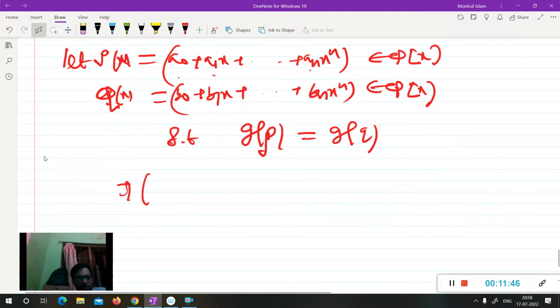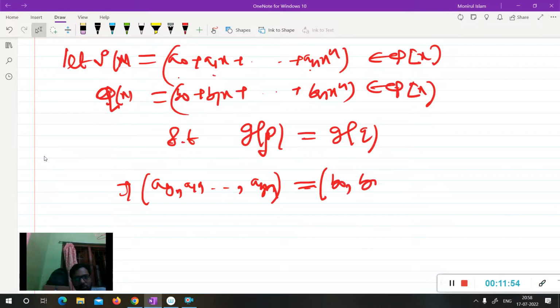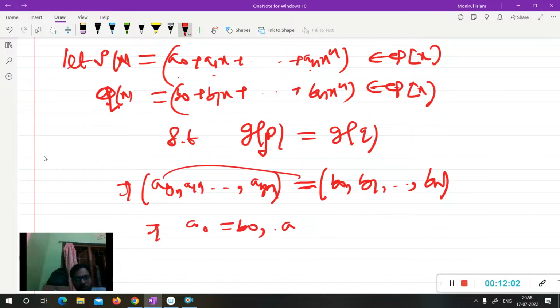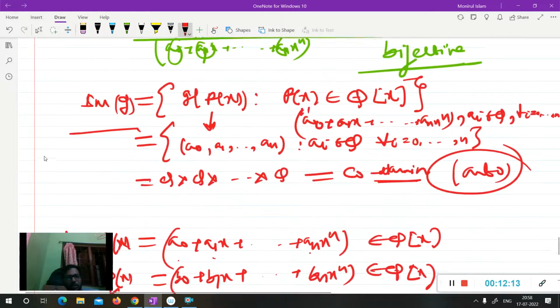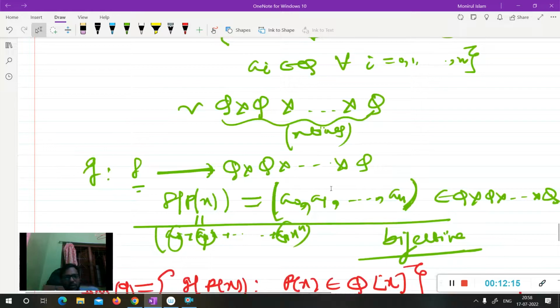Then g(p) has coordinates a0, a1, a2, ..., an, and this will be equal to b0, b1, ..., bn. So these mathematical coordinates will be equal: a0 equals b0, a1 equals b1, an equals bn. So from here you can say g is injective, and g is also onto. So g is a bijective map.